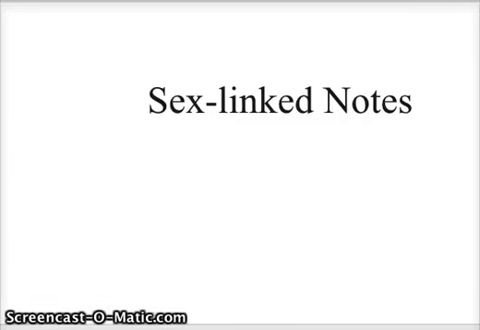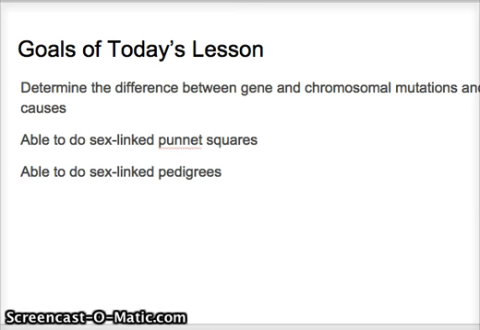Alright, so you started looking at sex-linked diseases in the Flintstones, and now we're going to look a little bit deeper at them. So, today's lesson we're going to look at the difference between gene and chromosomal mutations and their causes, and then you're going to be able to do sex-linked Punnett squares, and we're going to bring pedigrees back up and do sex-linked pedigrees.